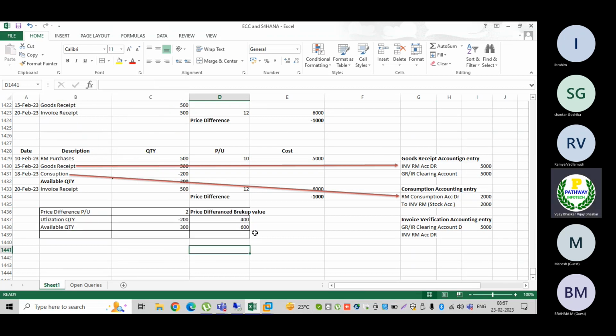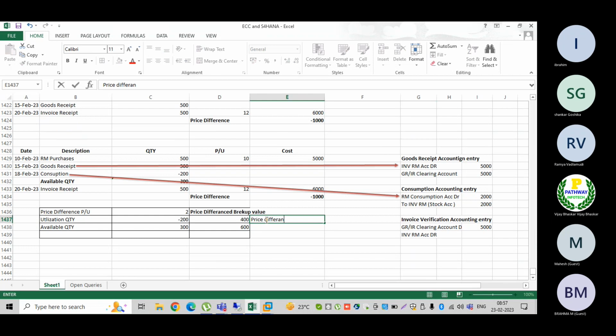So here you need to understand that these 400 rupees are what we are going to charge, or show, in the price difference GL account. Why are we showing these 400 rupees in the price difference account? Because we have already utilized the quantity of 200. For these 200, the per unit price difference is 2 rupees. That is the reason I want to show these 400 rupees in my price difference GL account.